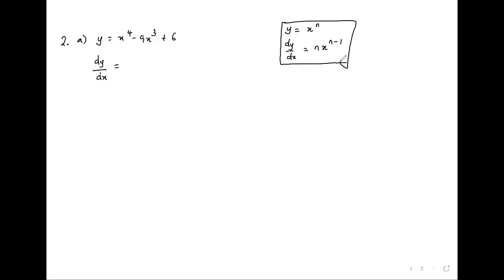So x power 4, our n is 4. So you have 4x power 3 minus 9 by 3, we get 27x squared. And that becomes our derivative. So this was method 1.